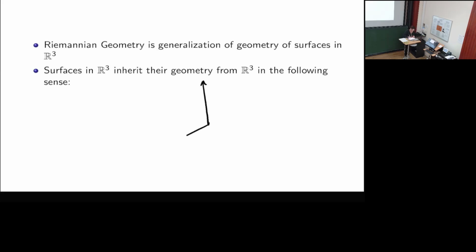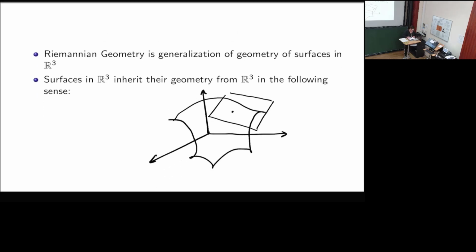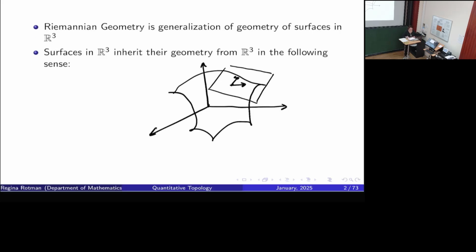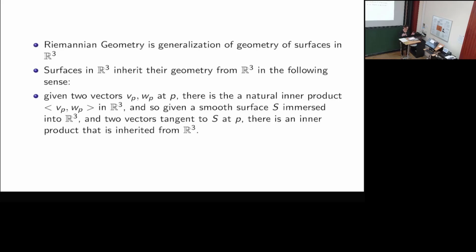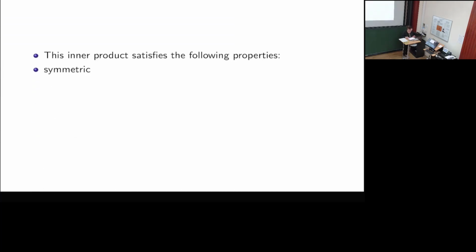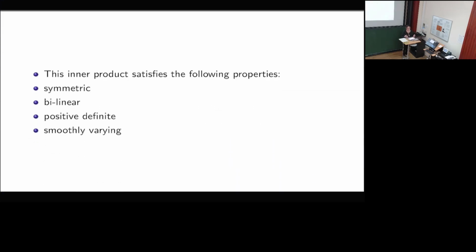So we have R3, and there we have a surface, and we can look at a tangent space at a point. First of all, there is an inherited inner product, because given two vectors, we can just take an inner product from R3. So this inner product satisfies the following properties, as everybody knows: symmetric, bilinear, positive definite, and smoothly varying with respect to the point.